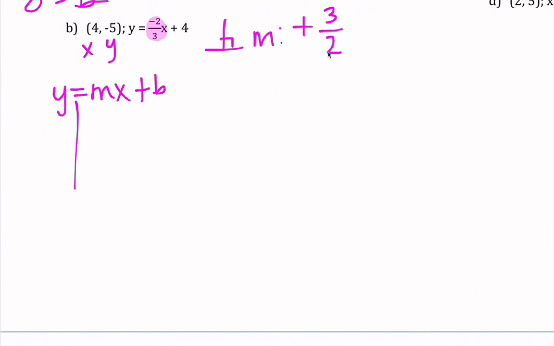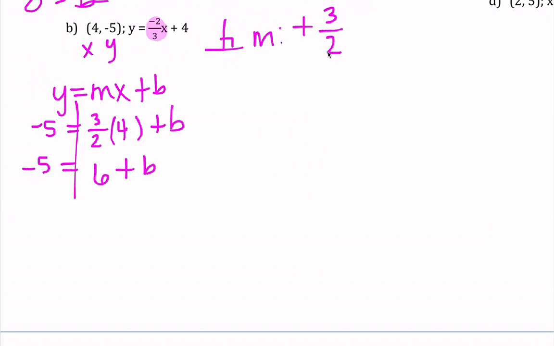Okay, the y from my point is a negative 5. My perpendicular slope is a positive 3/2. The x for my point is 4. And my plus b drops down. So let's solve. 3 over 2 times 4 is 6. My plus b drops. And so does my negative 5 on the other side.